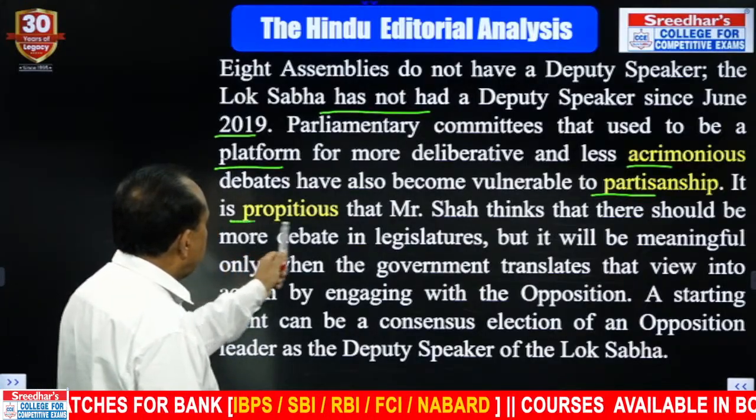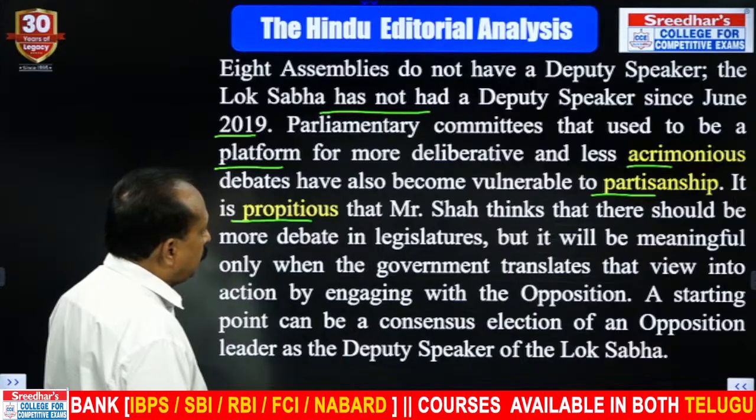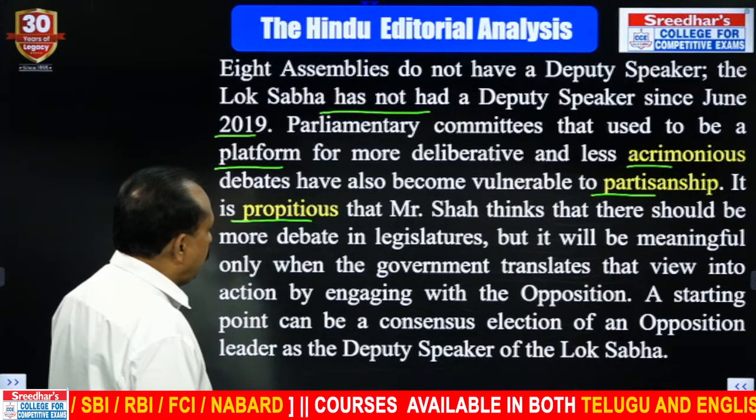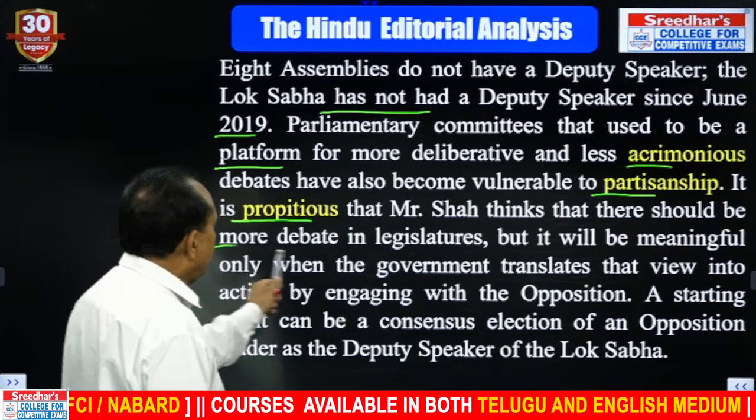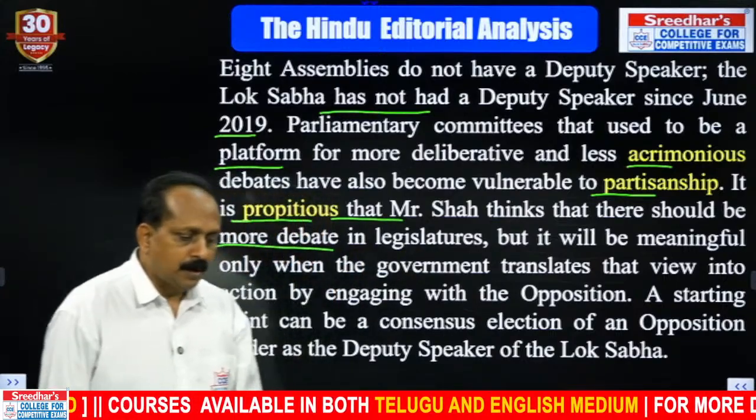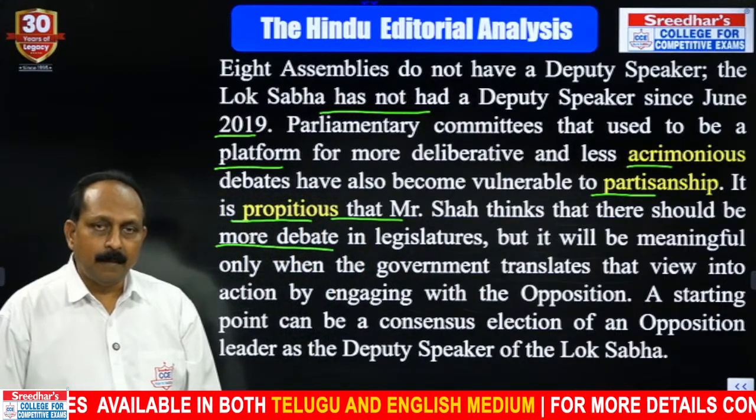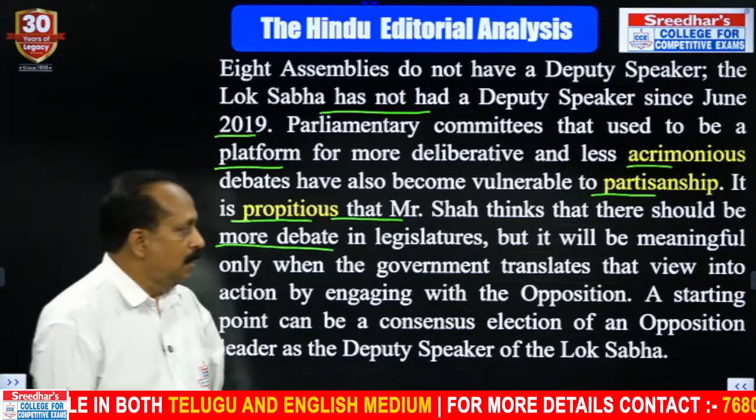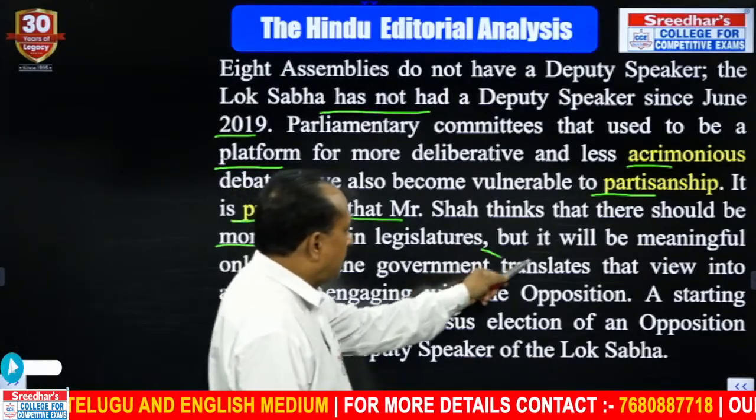It is auspicious that Mr. Shah thinks that there should be more debate in legislatures. That is a good thing. Home Minister talks about debates. There should be debates in the parliament. That's a good thing, auspicious, propitious, but contrasting word.